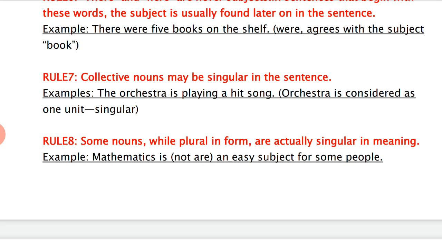Similarly, for orchestra, that is the group of more than one person, more than one musician, somebody who plays the instrument, right? But they are taken as orchestra, is. It is treated as a singular noun, singular subject. So the orchestra is playing a hit song. Cannot say the orchestra are playing a hit song. Only apart from exceptional cases, orchestra is always is. Right.